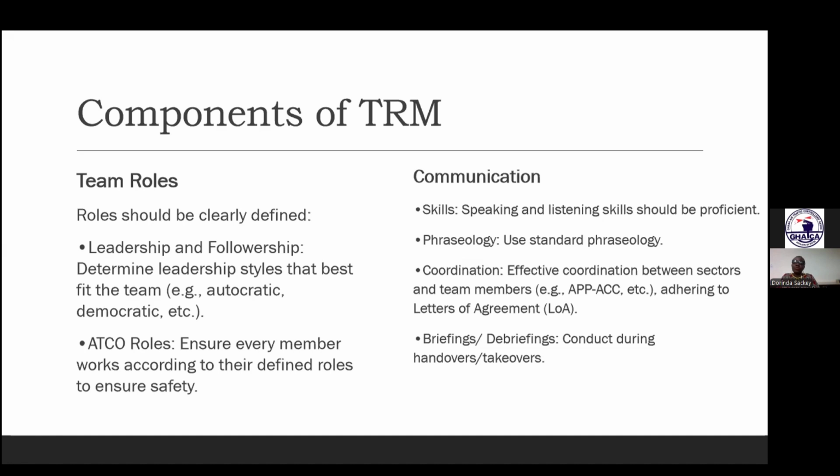When we come to communication, speaking and listening skills should be proficient, use of standard phraseology, effective coordination between sectors and teams, and briefing and debriefing during handovers and takeovers.